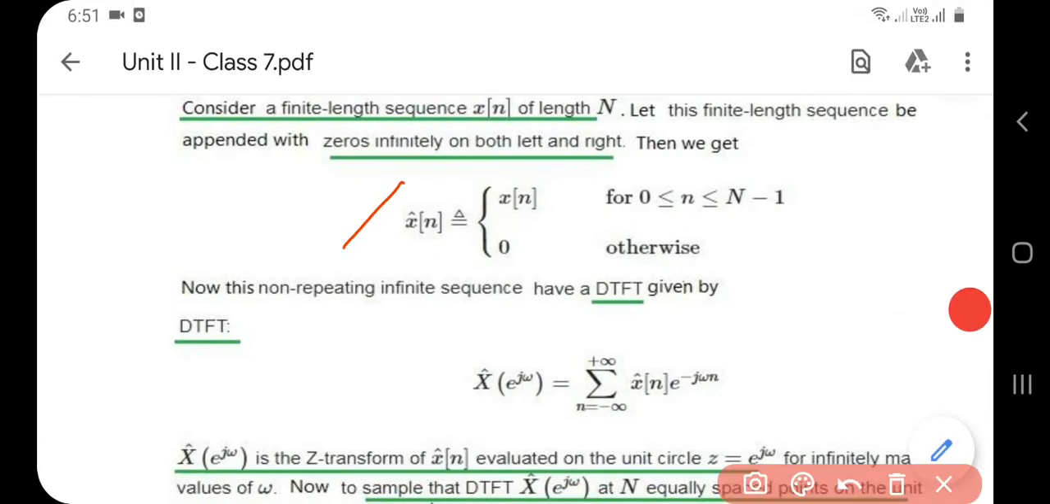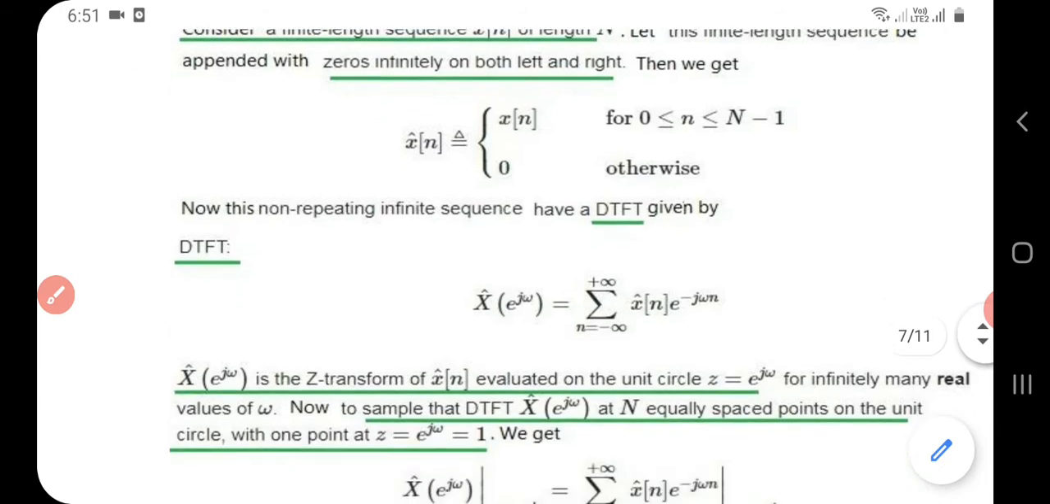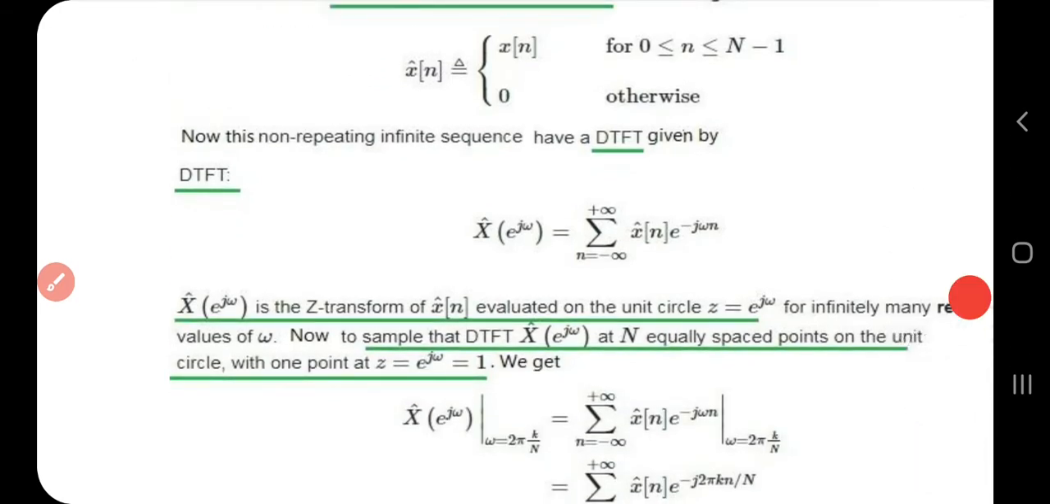So you have a finite length sequence x of n of length N. Then you extend that signal towards both left and right by adding zeros. You will get a sequence called the appended sequence, represented by x cap of n, and it is given by x of n in the range n from 0 to N minus 1, and 0 otherwise. Now this x cap of n, the appended sequence, will also have a DTFT given by x cap e raised to j omega.